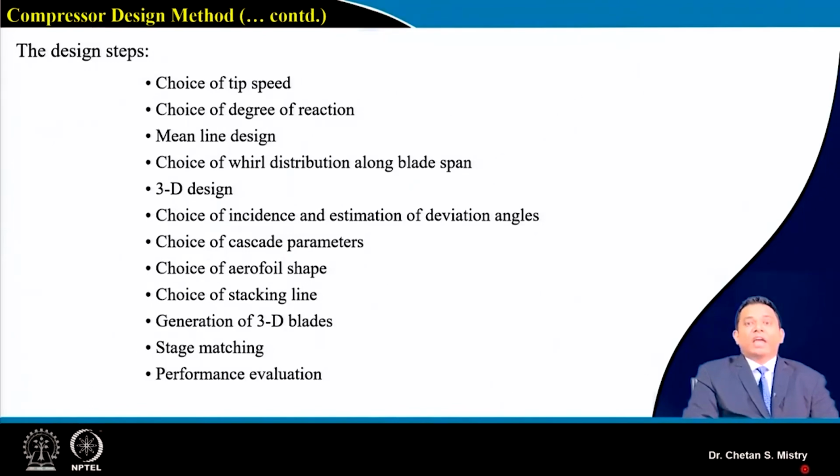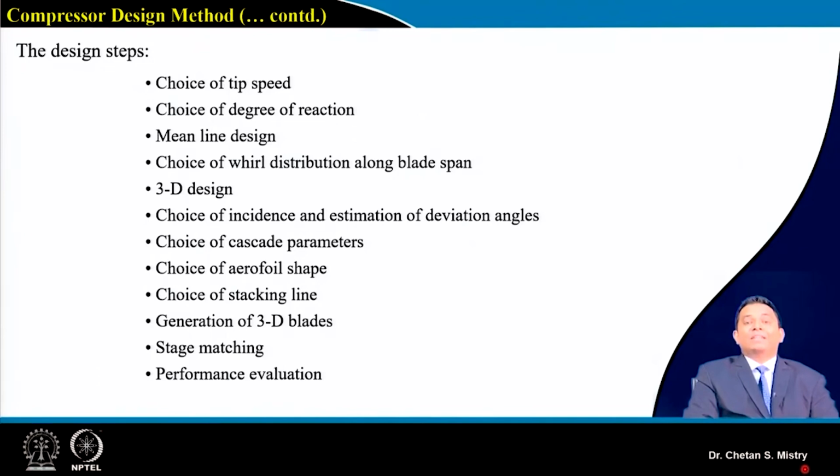Then we are achieving our three-dimensional design based on our pressure ratio. We have realized that when we are designing the compressor for high pressure ratio, our flow track will be of decreasing diameter at the exit of the stage, and that will give the flow three-dimensionality. Then we have discussed the choice of incidence angle and estimation of deviation angle.